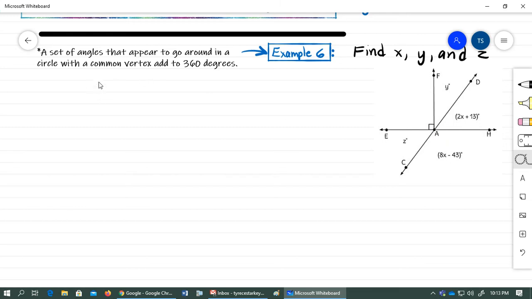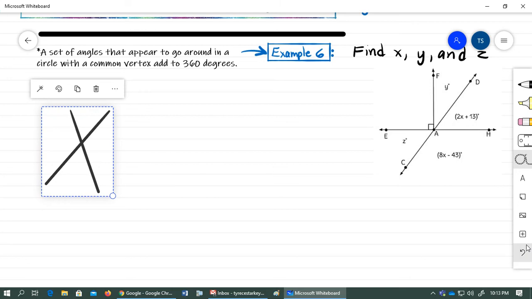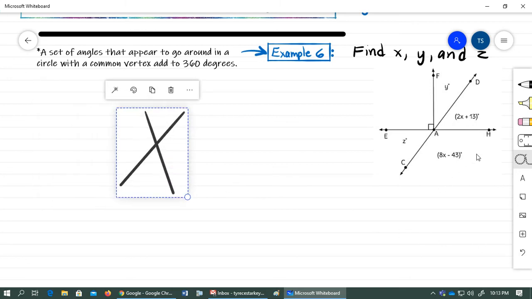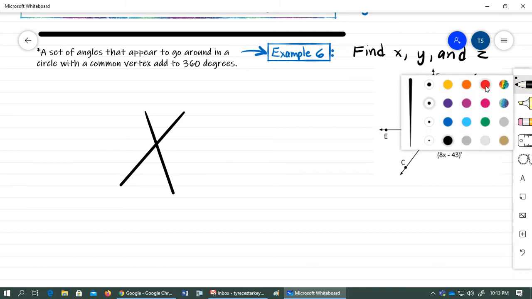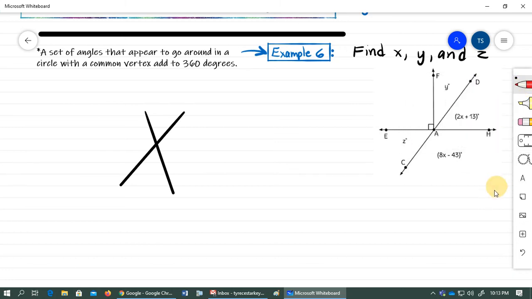If you're looking at this diagram here, when you have a set of angles that appear to go around in a circle with a common vertex, and you see all of these angles here have a common vertex, remember, I tried to remind you a little bit earlier that if you've got all these angles with the same vertex, it appears like they all go around in this circle.